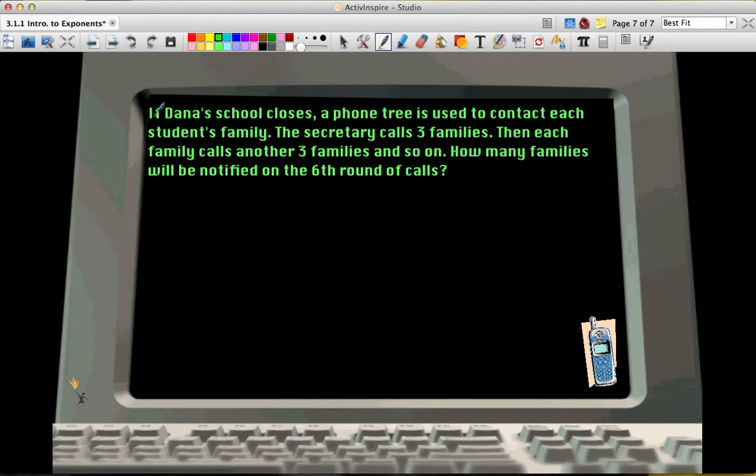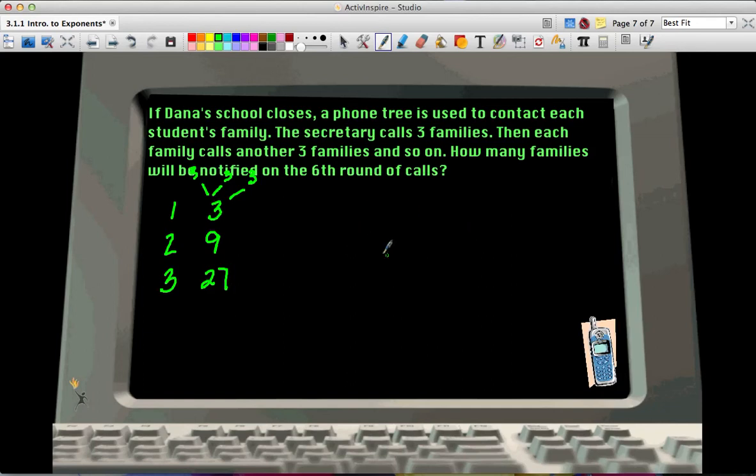All right, so here you have your own problem to do. If Dana's school closes, a phone tree is used to contact each student's family. The secretary calls 3 families. Then each family calls another 3 families, and so on. How many families will be notified on the 6th round of calls? So again, the first round is 3 calls. The second round is 9 calls, because each of these calls another 3 people. And then the third round is going to be 27.